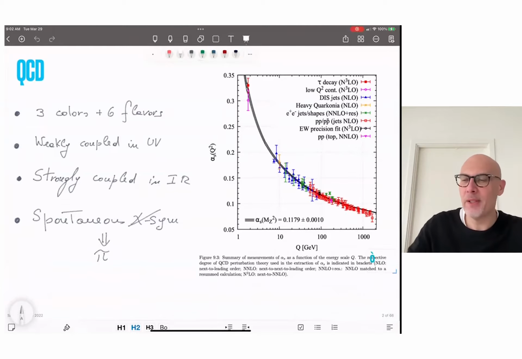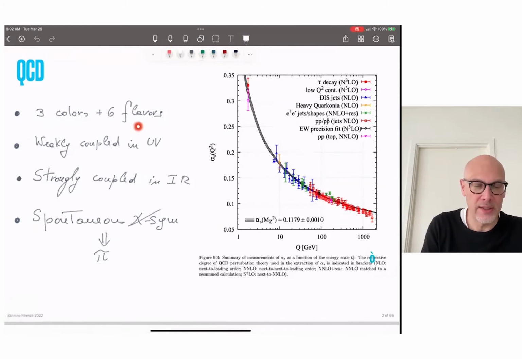But let me step back and go back to QCD. QCD is a theory of nature, features 3 colors and 6 flavors, at least the ones known so far. It's a theory which is weakly coupled in the ultraviolet and strongly coupled in the infrared. It also features spontaneous symmetry breaking in terms of the chiral symmetry, with a remnant at low energies in the form of quasi-Goldstone bosons. Now, the lattice has made tremendous progress on this theory.